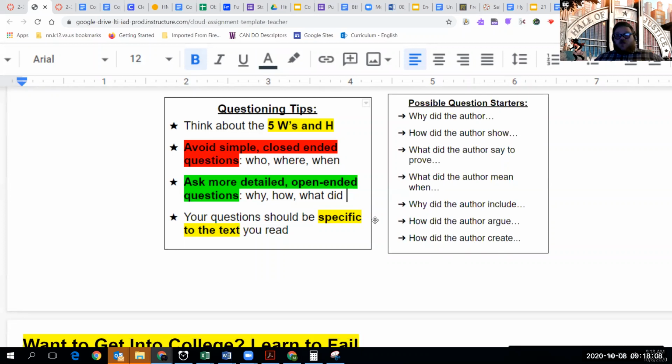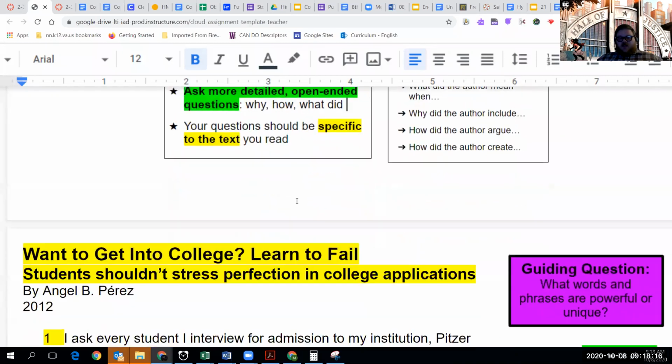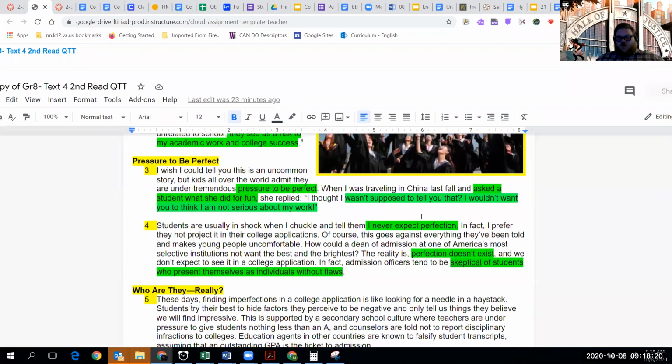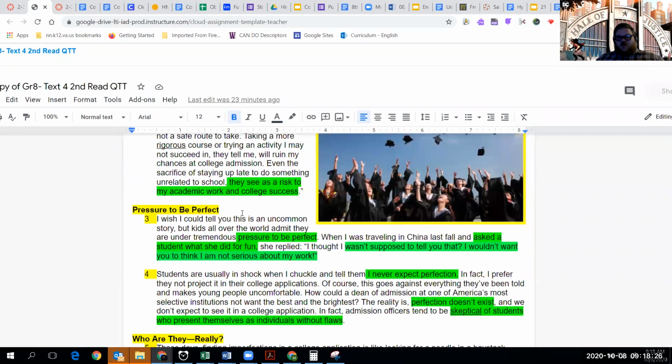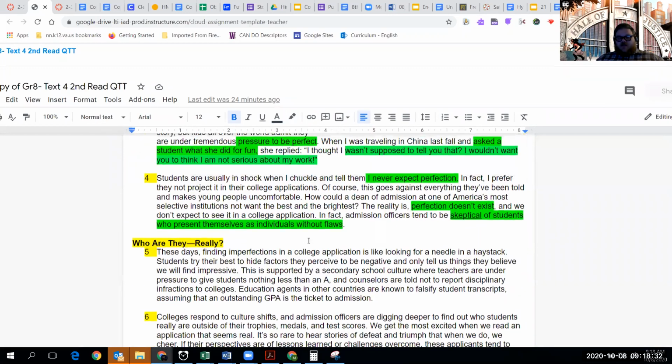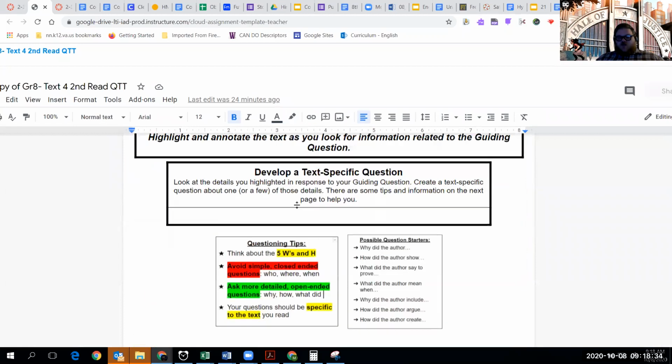So you're going to pick one of these stems if you need it, but focus on your why and how questions, perhaps the why did the author question. You're going to use your highlighting to help inform you. So look at things like perfection doesn't exist, pressure to be perfect. Think about what that means. Maybe something from down here that you highlighted. And then generate your question.